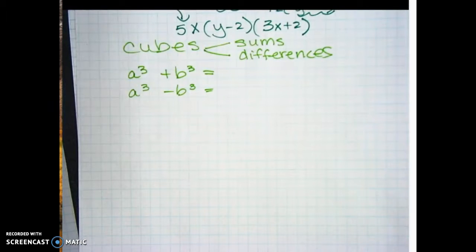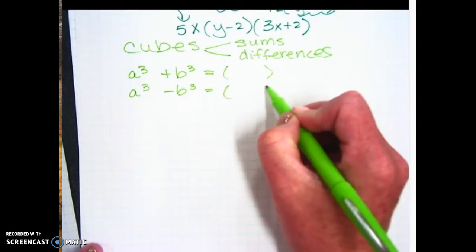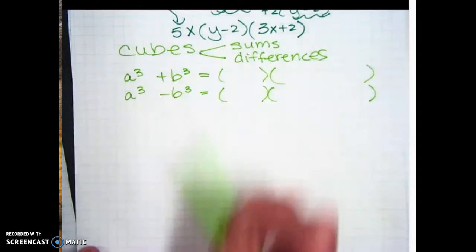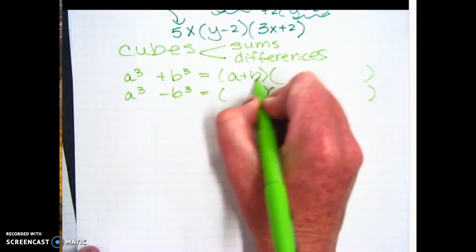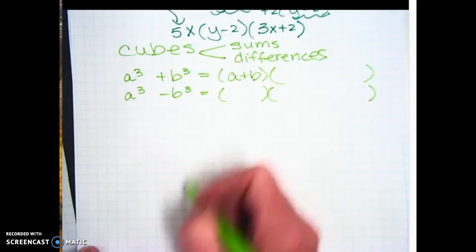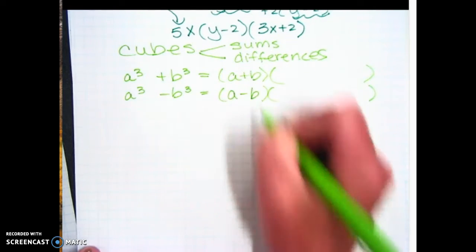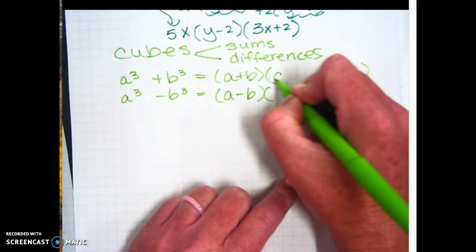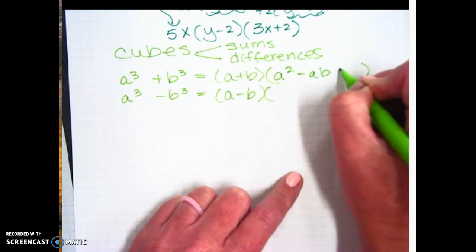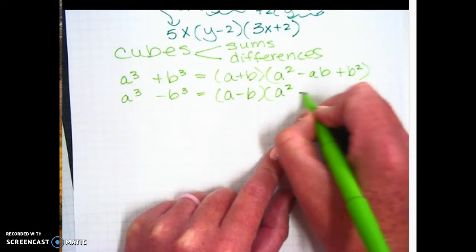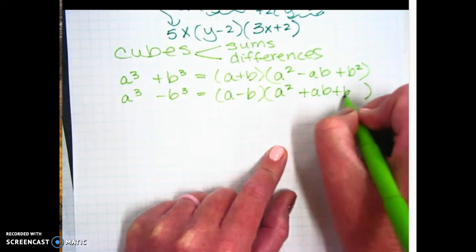And their factoring is very similar. They're just going to have slightly different signs. So it's always going to be a binomial times a trinomial. Okay? So the first one's binomial is a plus b, and the difference of cubes is going to be a minus b. For the trinomial right here, we're going to have a squared minus ab plus b squared. And for the trinomial right here, we're going to have a squared plus ab plus b squared.